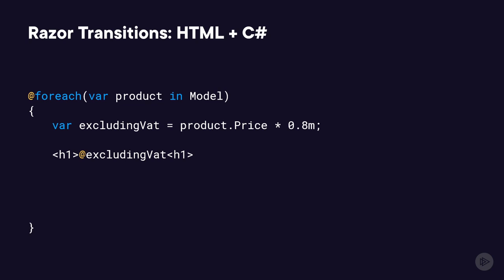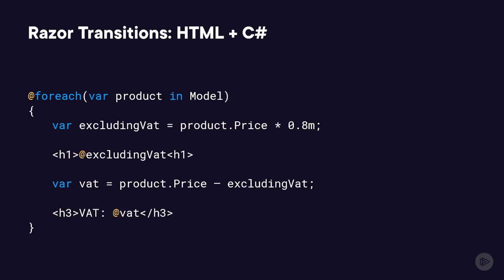And then I'd like to print this out, and I can open an H1 and then use the Razor implicit expression to indicate that I'd like to use this price inside my H1. After this, I'd like to compute the VAT. I could do this using an explicit expression, but to prove a point, I've introduced a variable that is now just containing the VAT. I can then use the Razor implicit expression together with an HTML tag to tell Razor that I want to transition into HTML and render this content.